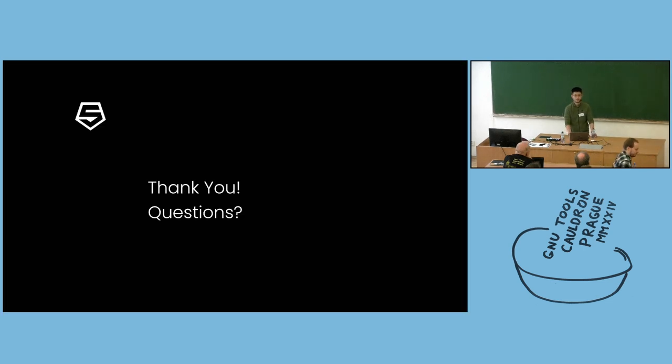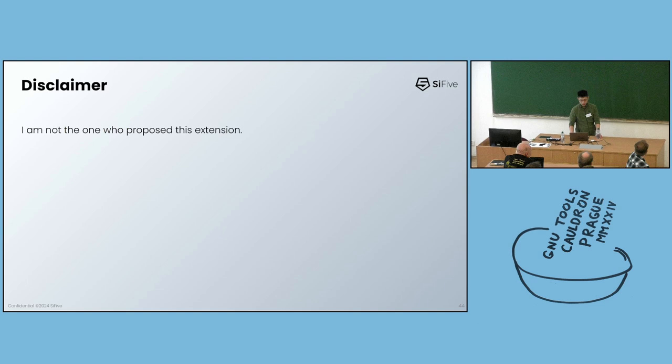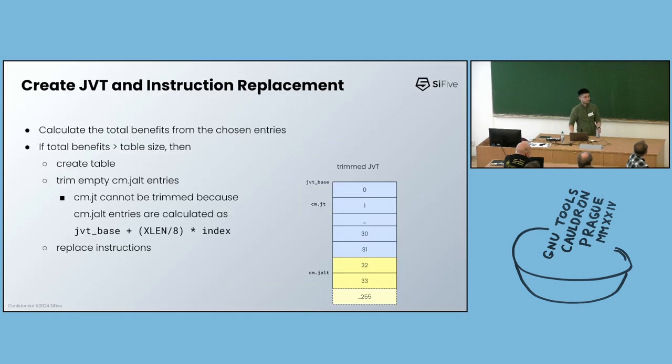Any questions? Why is the table split at this weird value, like 32, between the instructions? Is there some encoding thing going on there? I mean, why is this 32-bit? No, why is the jump vector table split at 32 between the instructions? Oh, you mean this one? Yeah, this table.